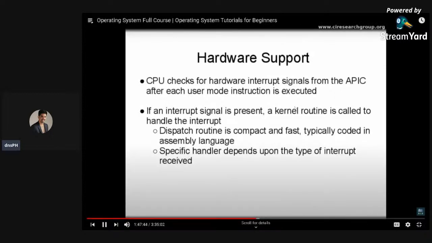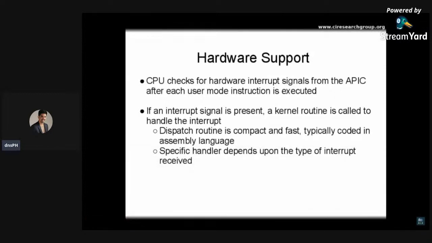If the interrupt signal is present, then the kernel routine is called by the CPU in order to handle this interrupt. The interrupt dispatch routine is not implemented directly in hardware. It is actually a compact, fast routine implemented in the kernel, often coded in assembly language. It has to be that fast. The specific interrupt handler is always a kernel routine, or in the case of a microkernel, an external server routine. This specific handler depends upon the type of interrupt received, and these are typically coded in C.